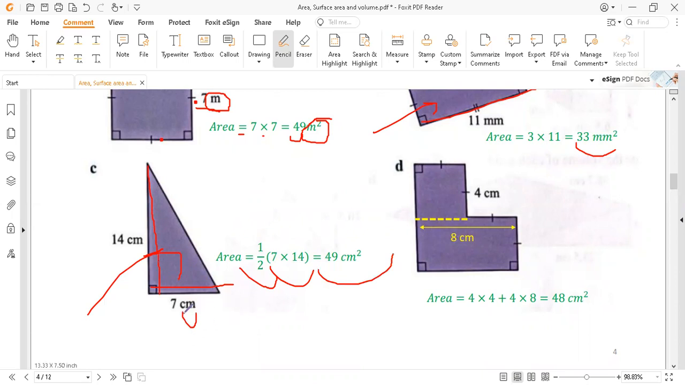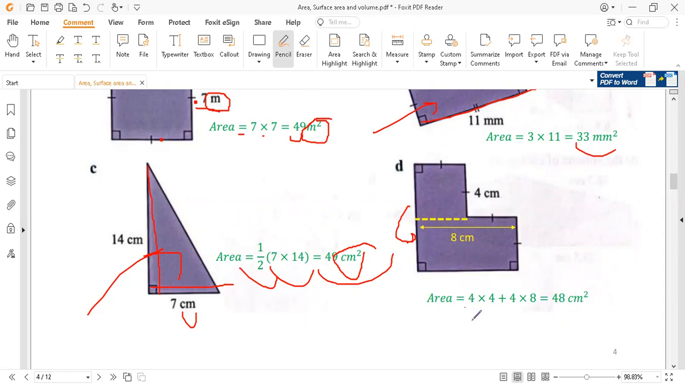Be very careful when putting your square units. Here, for example, we have a more complex form. It is not a rectangle, not a square, and neither a triangle. But if we cut it here, we will obtain a small square and a rectangle. If we find the area of the square and add it to the area of the rectangle, we will obtain the area of the whole shape.